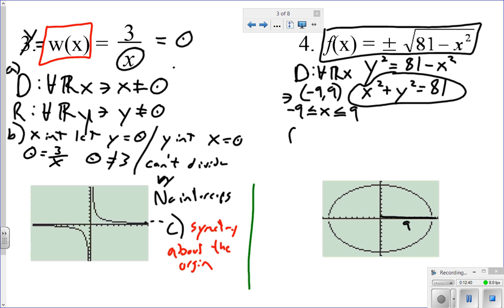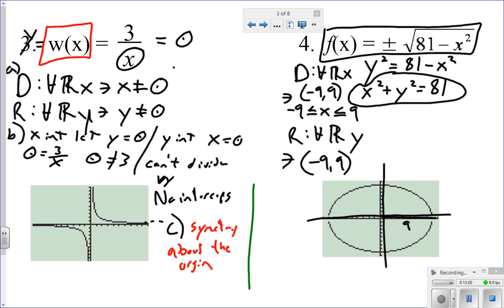My range is going to be very similar because it is a circle centered around the origin. I'm just going to do interval notation, -9 to 9. Okay, the symmetry, all three of them work. It's symmetric about the x, symmetric about the y, and it has rotational symmetry.